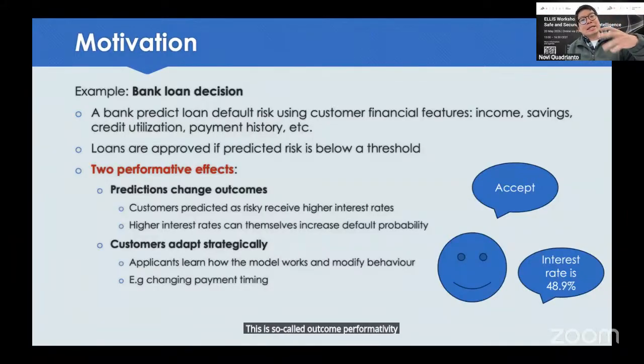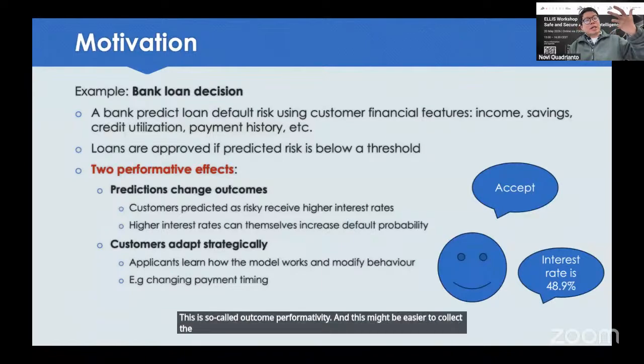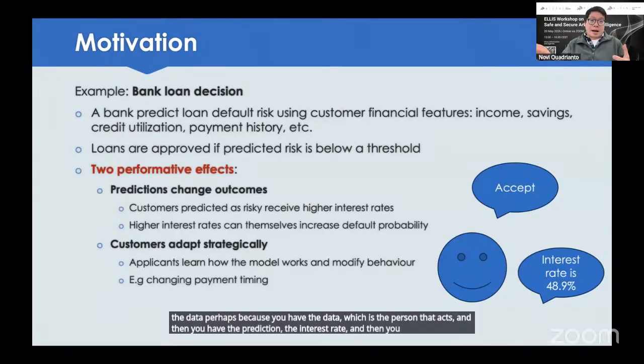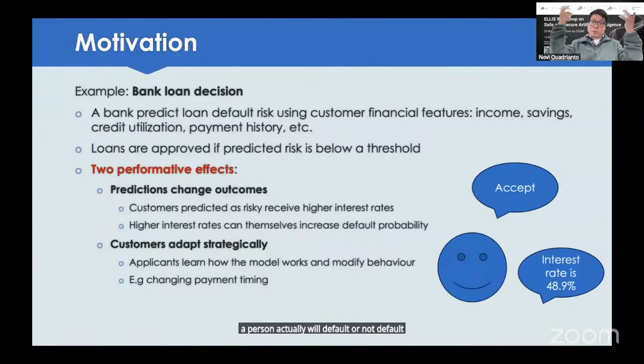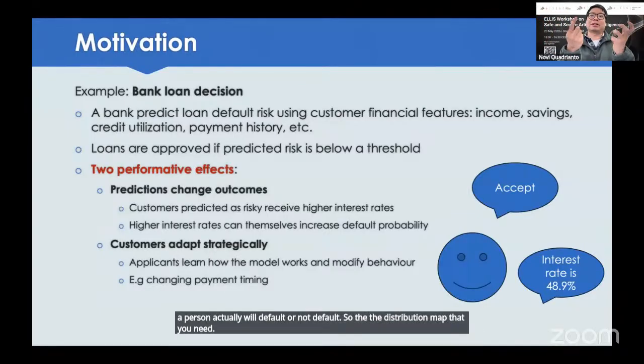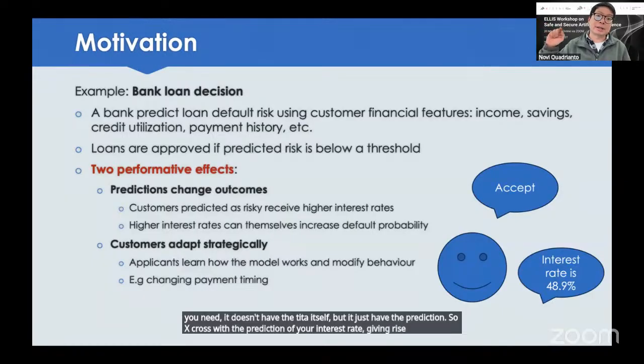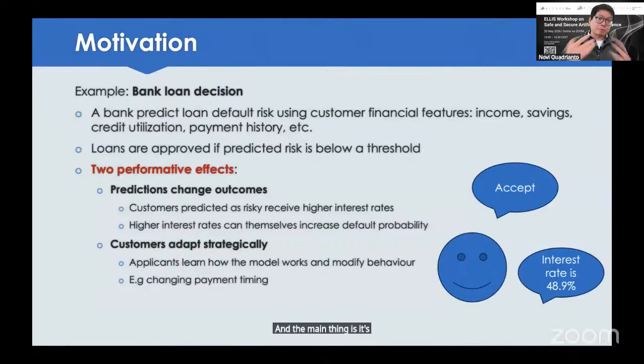This might be easier to collect data for, perhaps because you have the data, which is the person, the X, and then you have the prediction, the interest rate, and then you will see in the end the result, whether this person will default or not default. So the distribution map that you need doesn't have the theta itself, but just the prediction. So X crossed with the prediction of your interest rate gives rise to the outcome, whether you default or not default. And the main thing is all about experiments in this setting.